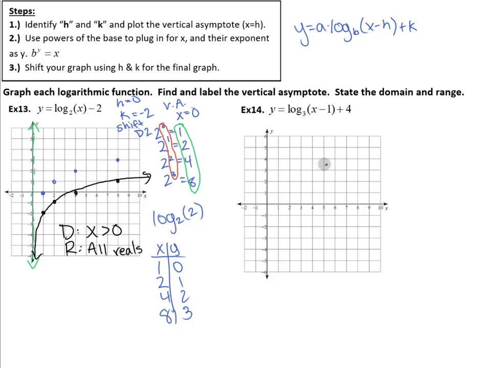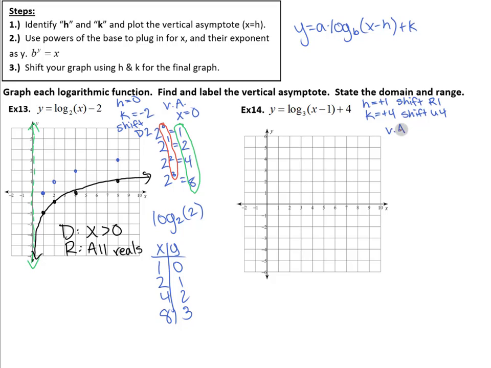Okay, let's try 14. I know this might have been a little confusing, so let's try this again. First, identify h and k. In this case, h is actually +1. Remember, it's kind of the opposite of what it looks like. And k is +4. So as far as shifts, that's a shift right 1 horizontally and a shift up 4 vertically.